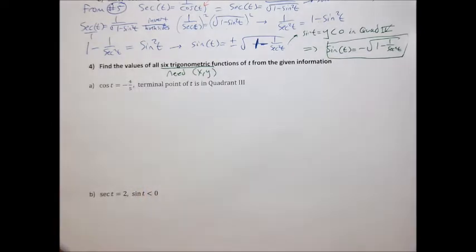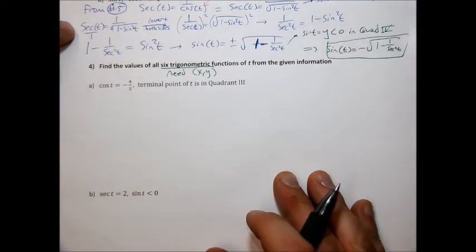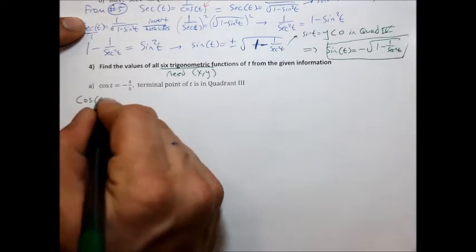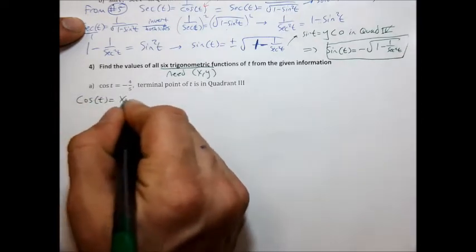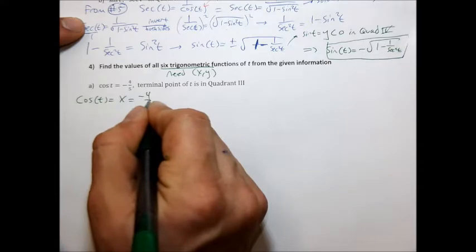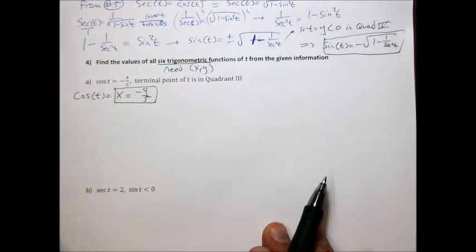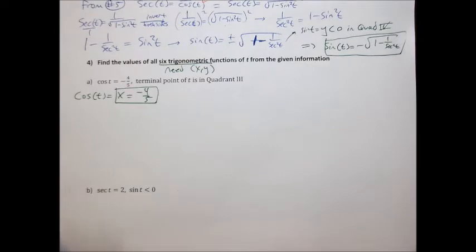Cosine is telling us one of them, because we know that cosine is the x value. And so this is telling us that cosine, which is the x value, is minus 4/5. So we already have the x. Now we just need to find the y.